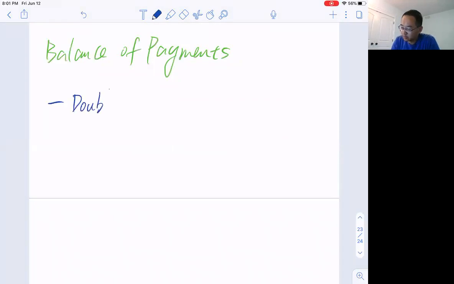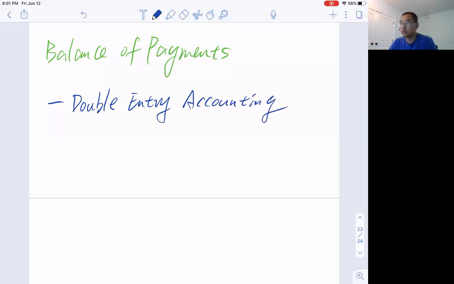First of all, the BOP account uses something called double entry accounting. Double entry accounting says each transaction is always recorded as a credit and a debit. So overall, the balance is always zero. Your BOP balance should always be zero. If it's not zero, that's when you have something off. So you might say, well, how can a transaction be recorded as both a credit and a debit? That's the double entry accounting system setup.